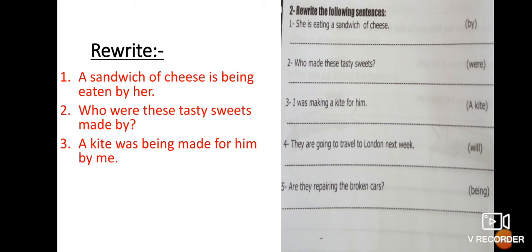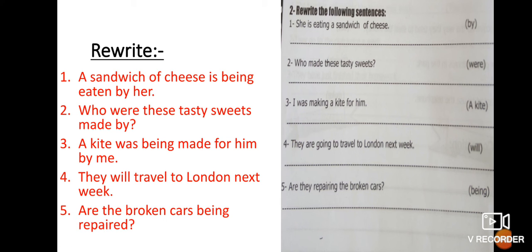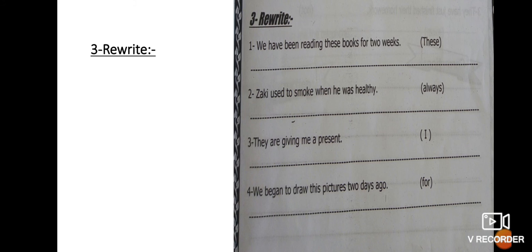Number 4: they are going to travel to London next week. Future. They will travel to London next week. Number 5: are they repairing the broken cars? So, are the broken cars being repaired? Are the broken cars being repaired? This is the present continuous. Are the broken cars being repaired? Okay. Here, rewrite.